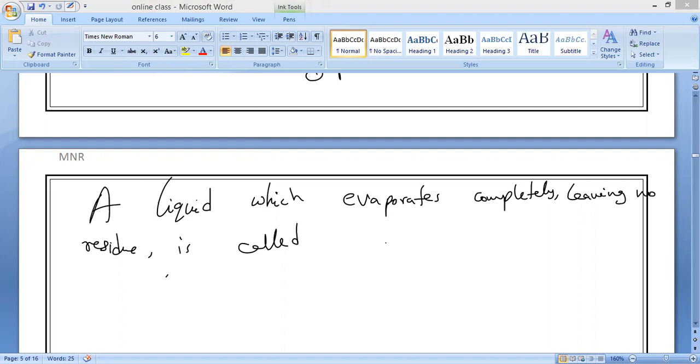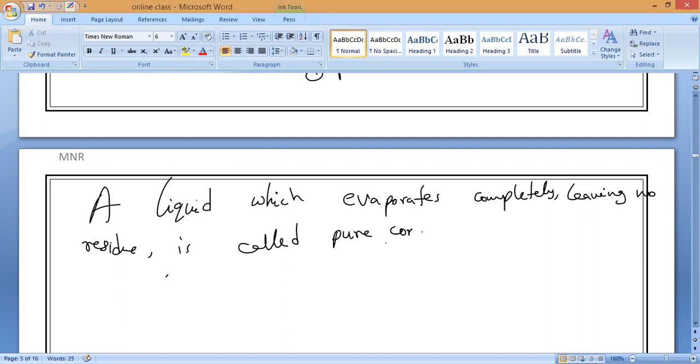Okay, a pure compound. Understand? No residue. That is what I am telling you. Example next.